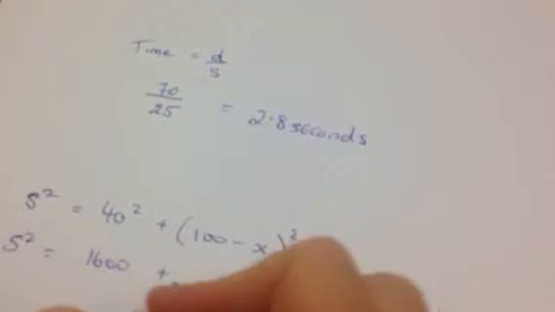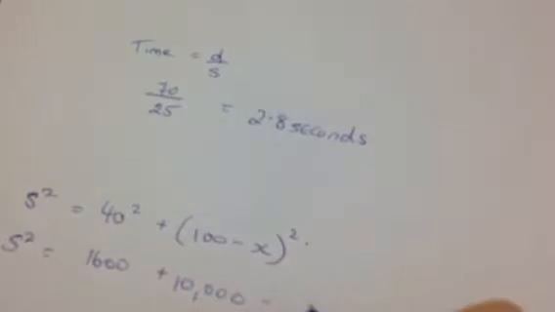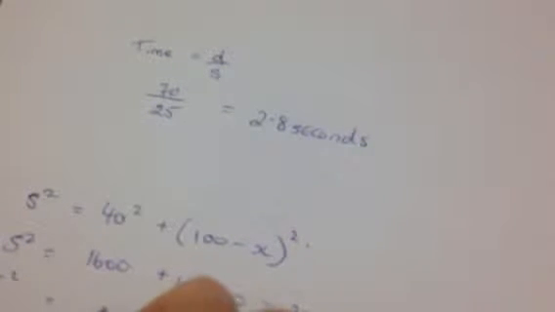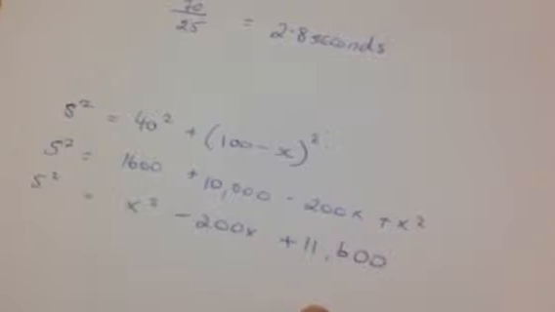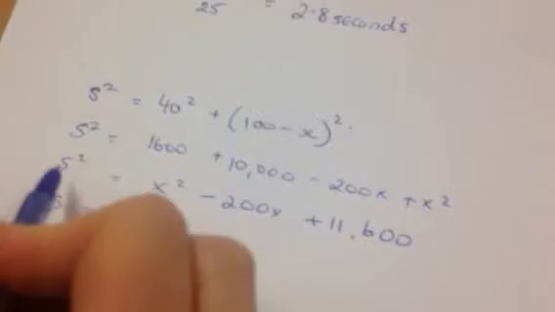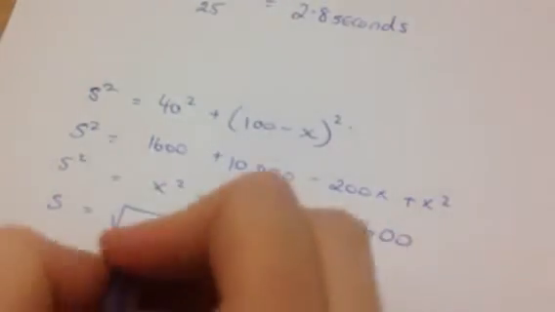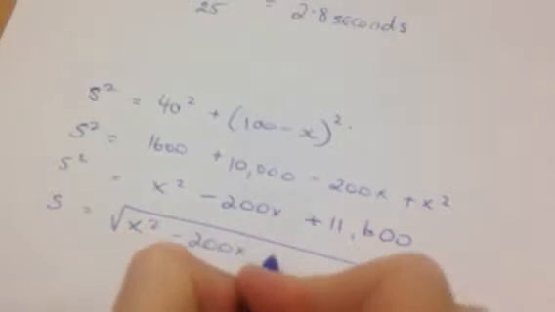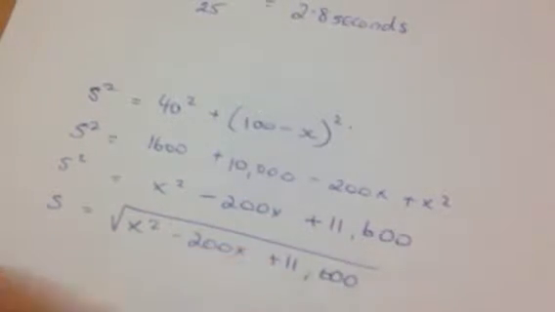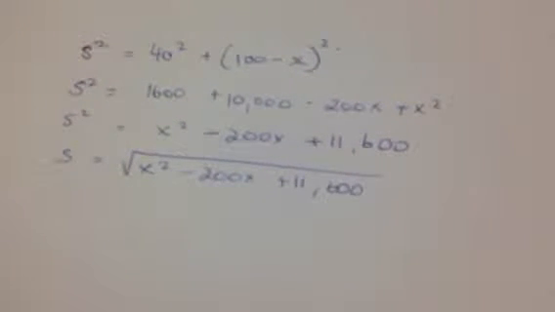1,600 plus, you can take this to the side and work it out, 10,000 minus 200 X plus X squared. Clean that up further. That's X squared minus 200 X plus 11,600. And then I have the square root. Now, S is plus or minus the square root, but distance can't be a minus, so we're going to go for the plus square root of X squared minus 200 X plus 11,600. And that is what they actually asked me for in the question, so I know I'm fine there.